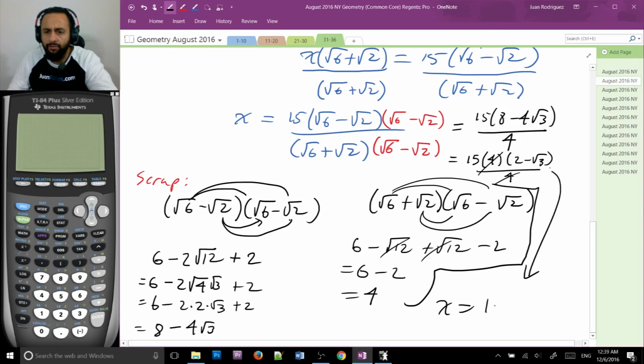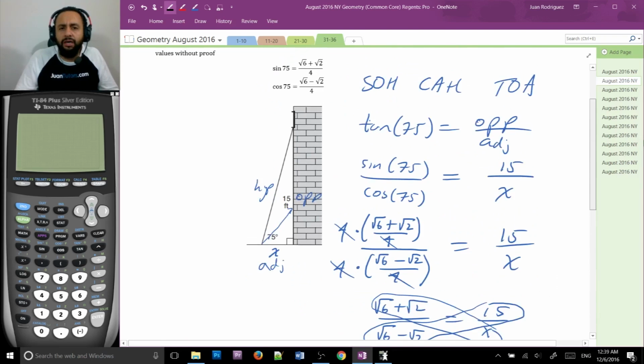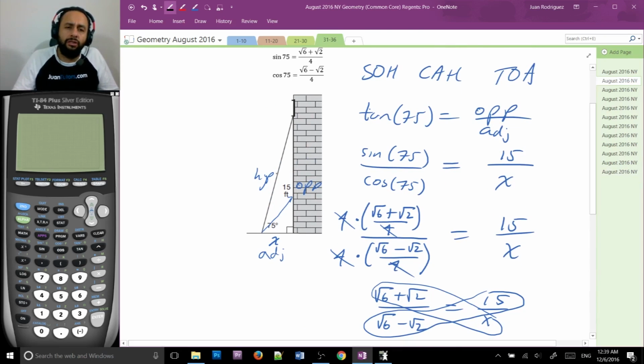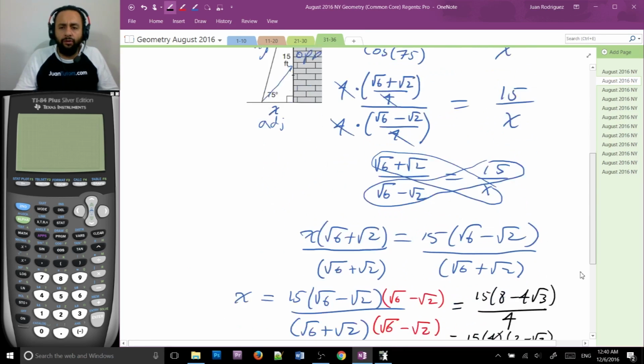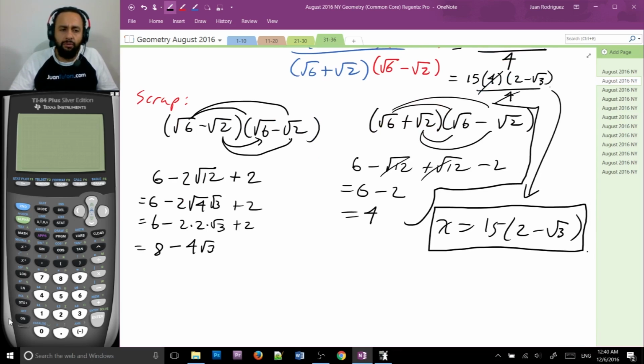x equals 15 times 2 minus rad 3. And by the way, if we look at it intuitively, this diagram does look like it's drawn to scale. So the bottom side is definitely less than half, maybe a third or a fourth of 15. So we should get a third or a fourth of 15 if we plug that into the calculator as a check. Let's see what we get.